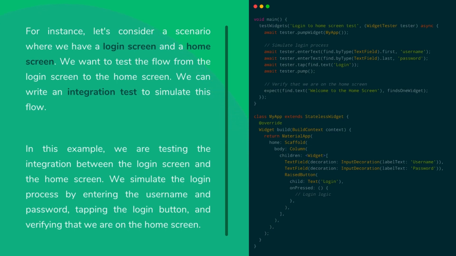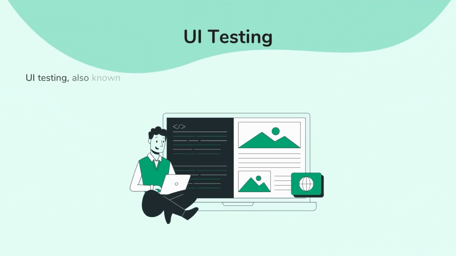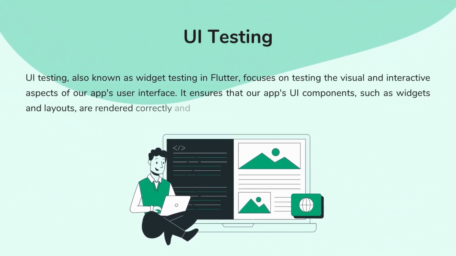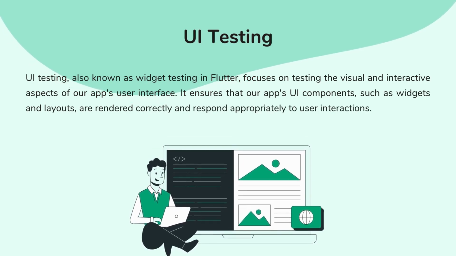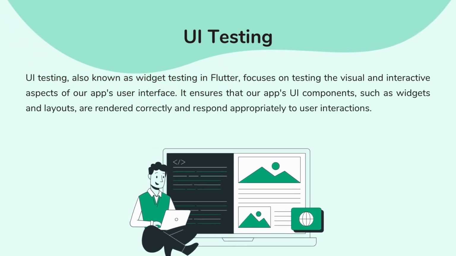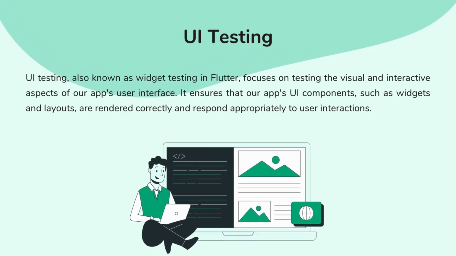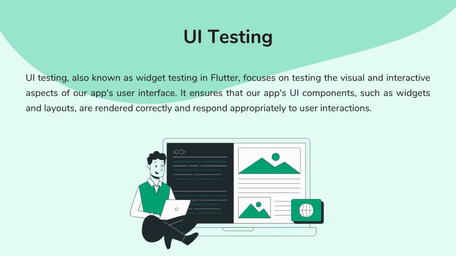In this example, we are testing the integration between the login screen and the home screen. We simulate the login process by entering the username and password, tapping the login button, and verifying that we are on the home screen. UI testing. UI testing, also known as widget testing in Flutter, focuses on testing the visual and interactive aspects of our app's user interface. It ensures that our app's UI components, such as widgets and layouts, are rendered correctly and respond appropriately to user interactions.